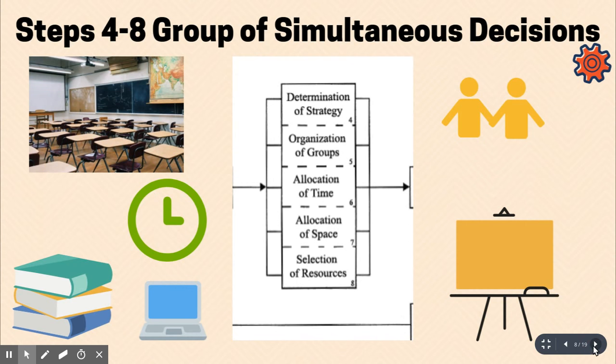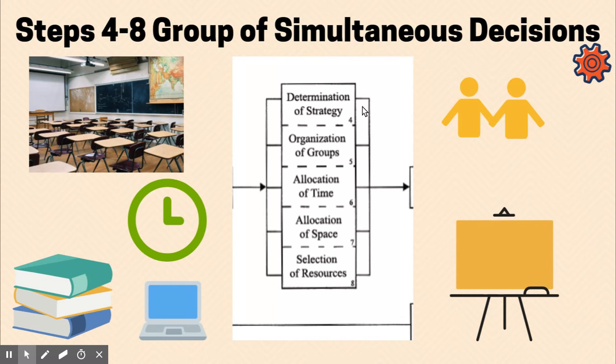Now let's take a look at the chunk of the Gerlach and Ely model known as the group of simultaneous decisions. These are steps 4 through 8. Although they are fairly self-explanatory, it is important to explore each step for those that are not familiar with the education setting. Step 4 is the determination of strategy.